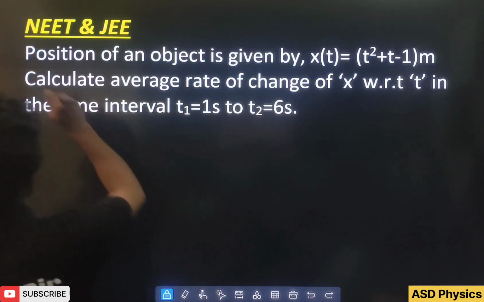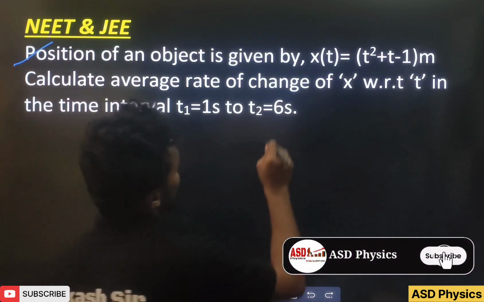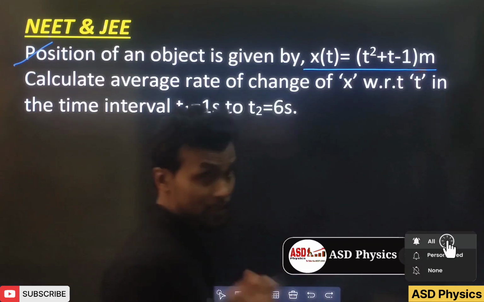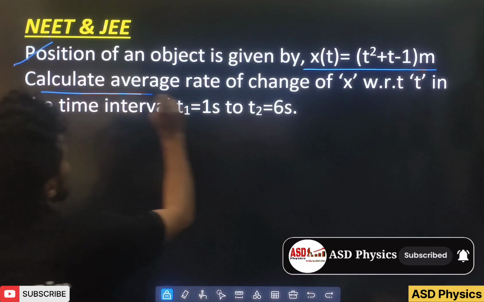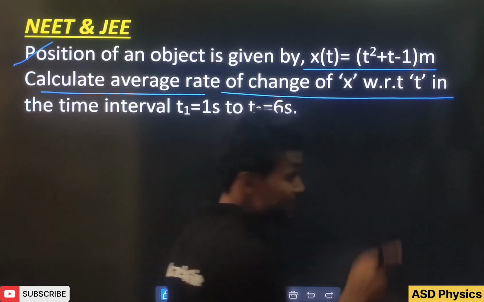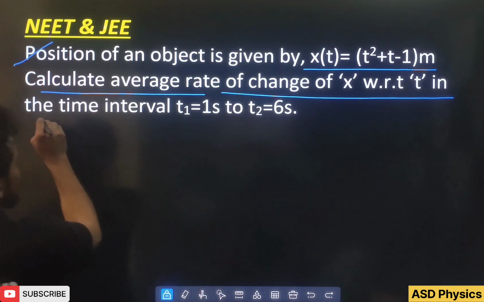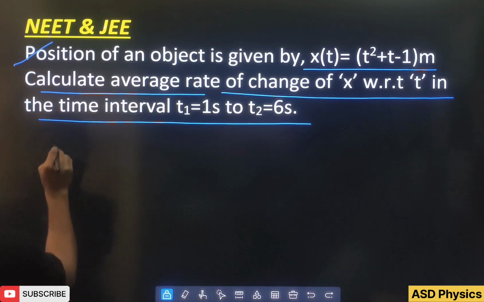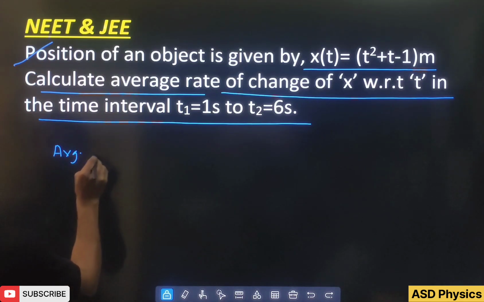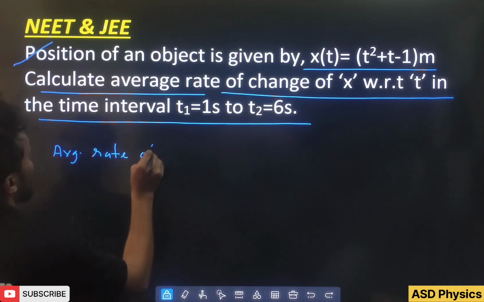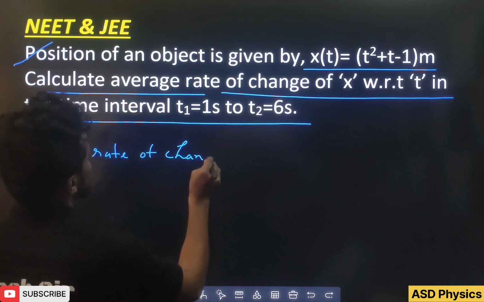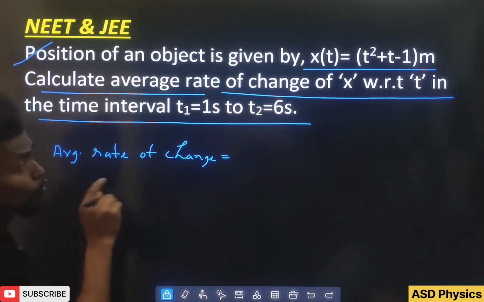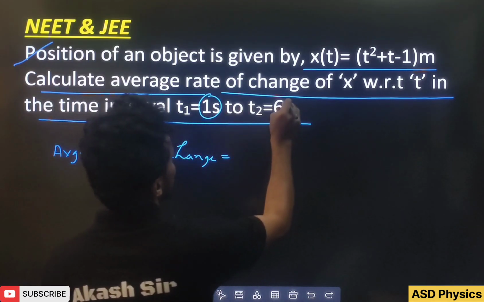Now after that, see the next one. One more we have taken here. See, position of an object is given by this expression. Calculate the average rate of change of x with respect to t in the time interval 1 second to 6 seconds. Okay. So again I'm writing here, this kind of thing will repeat a lot in physics. So see here, average rate of change. Where to where? 1 second to 6 seconds.